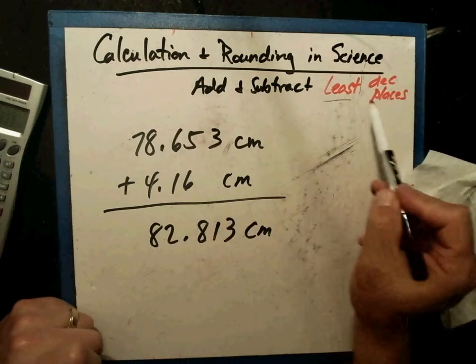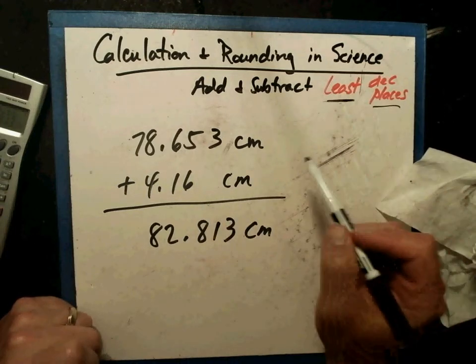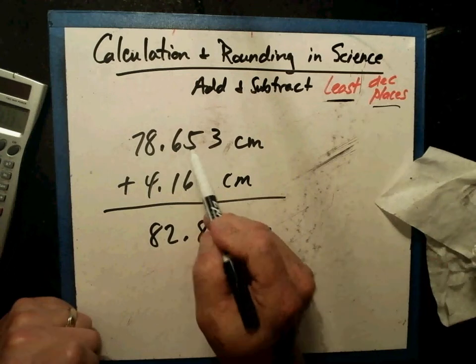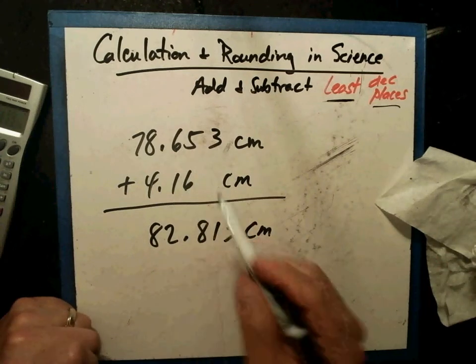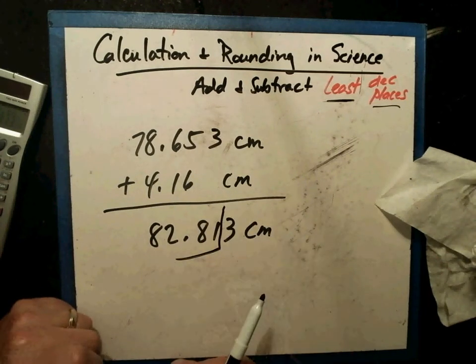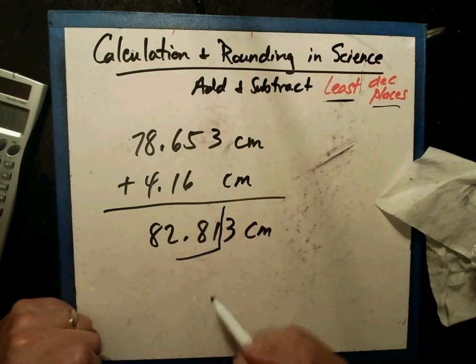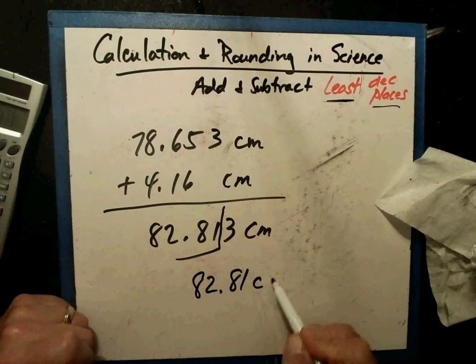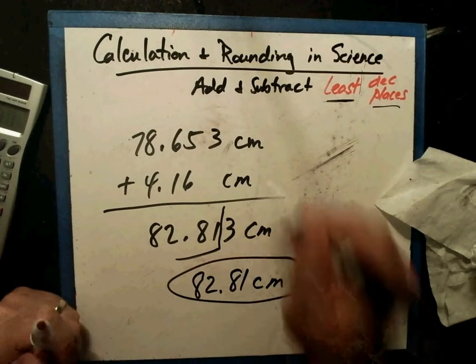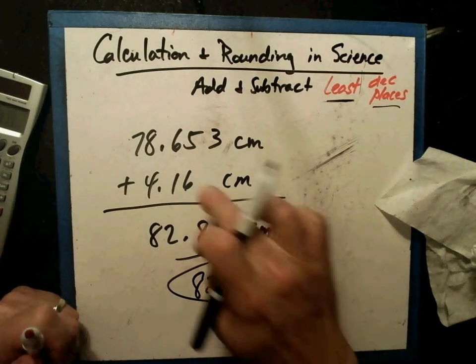Well, I have to look. Least decimal places. Catch it? Least places after the decimal. 1, 2, 3 places after the decimal, 1, 2. So I can only go 2 places. Did you catch that? 3 places after the decimal, 2 after the decimal. My answer, 82.81 centimeters, is the exact answer for this question.